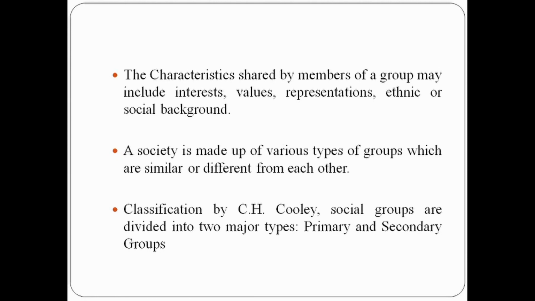The classification by C.H. Cooley divides social groups into two major types, that is primary and secondary groups. Groups characterized by intimate face-to-face association or cooperation are primary groups, for example family, friends, etc. There we can see an intimate, face-to-face relationship or cooperation among the members. So we can say that it is a primary group.